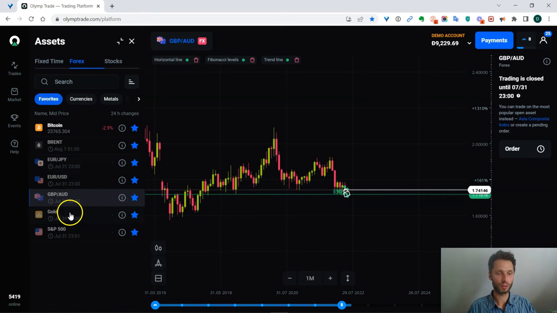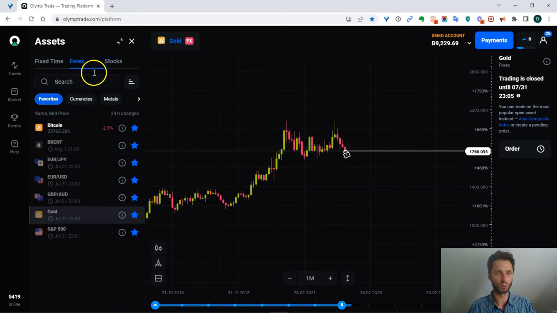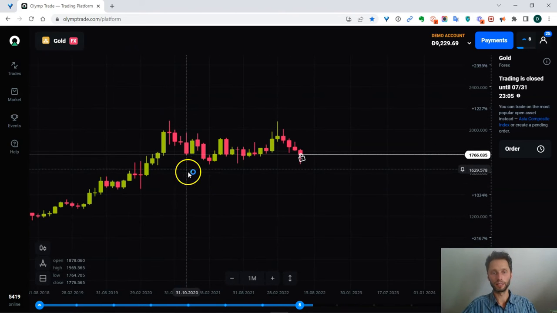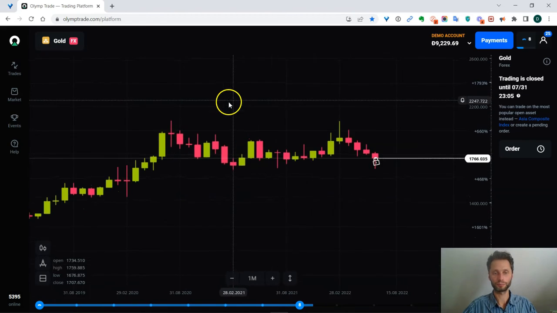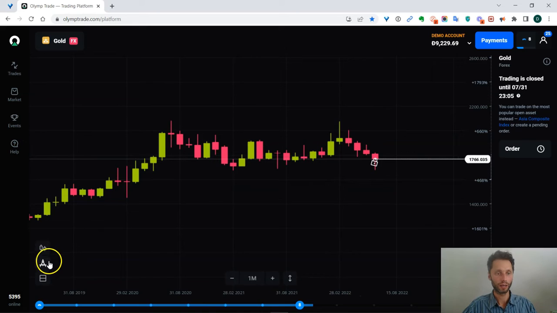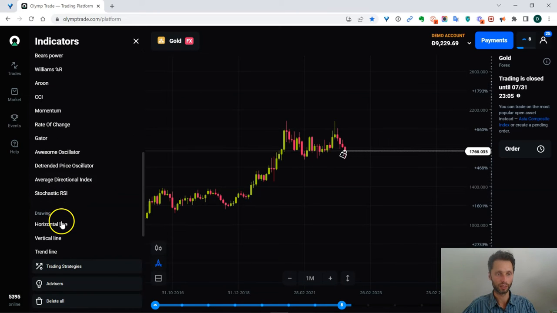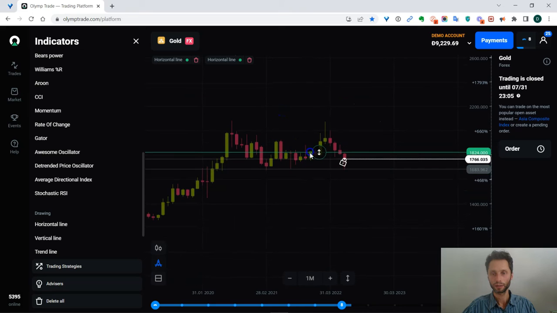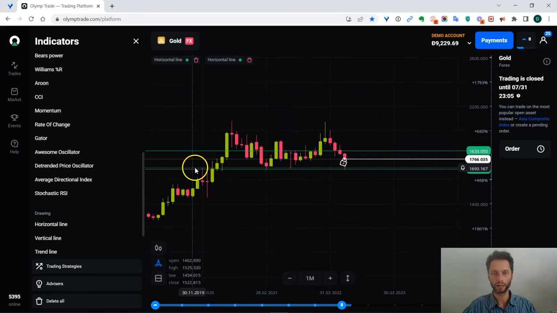Okay, let me look at the next one, which will be gold. Let's look at gold, right. Monthly time frame. Again, had this high here that was respected. The market pushed lower, and now I'm going to mark out some levels again, just as I did previously. Some significant levels right here that I can mark out.